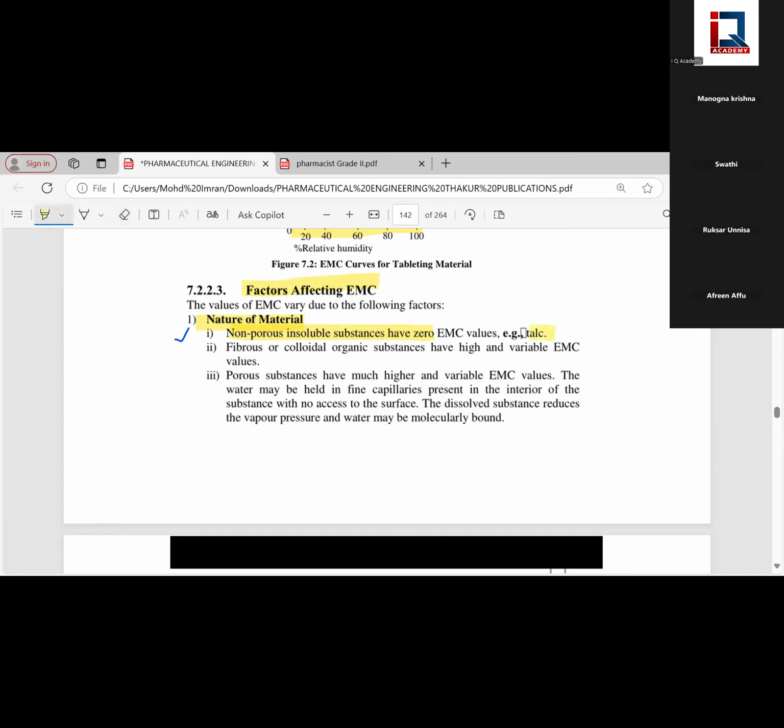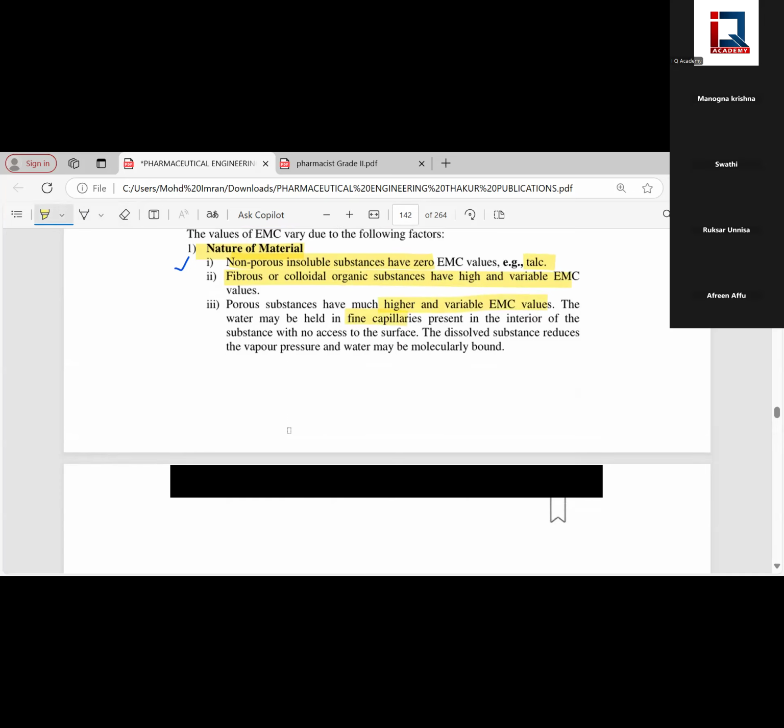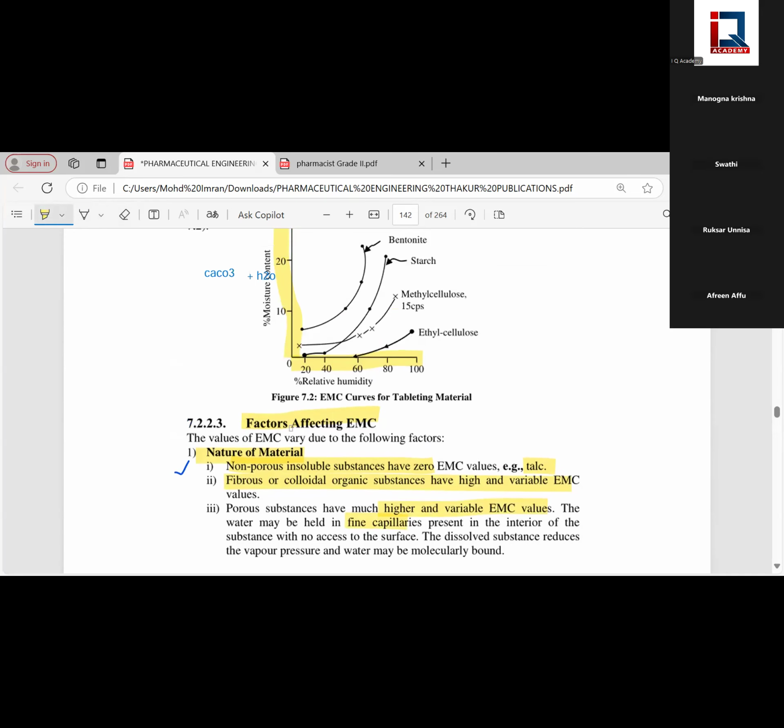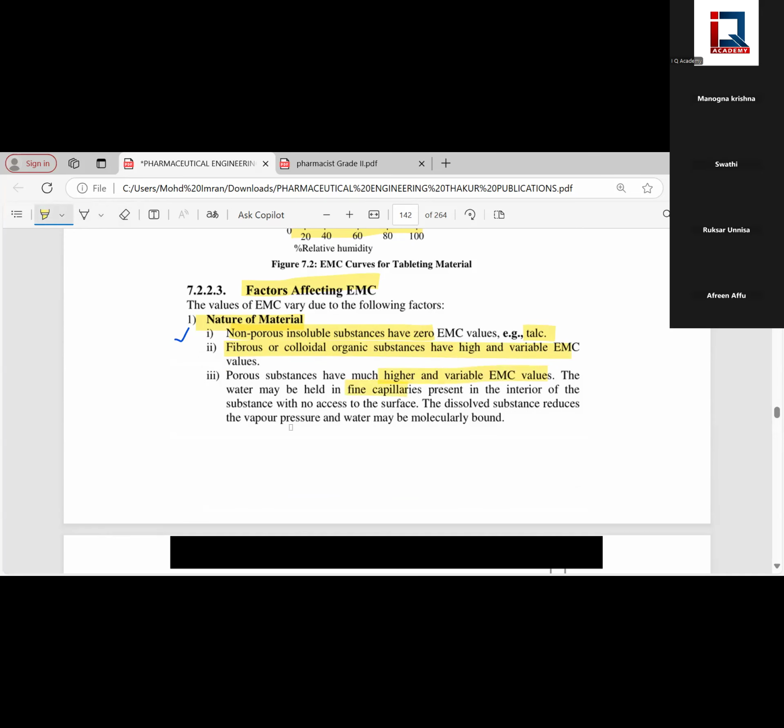Talc has zero EMC. Fibrous substances and colloidal organic substances have a high EMC value. Porous substances have a much higher EMC value, because the water may be held in the fine capillaries present in the interior of the substances. So remember the nature of the material. Insoluble, non-porous substances will have zero EMC. Porous substances will have higher EMCs.